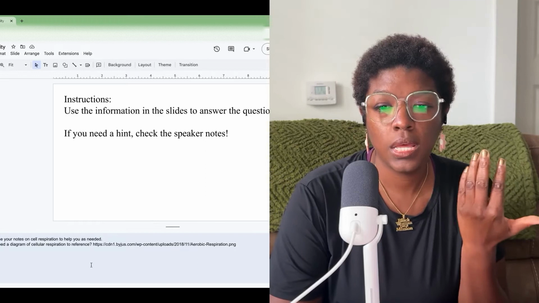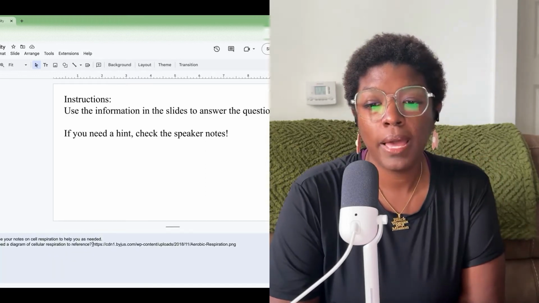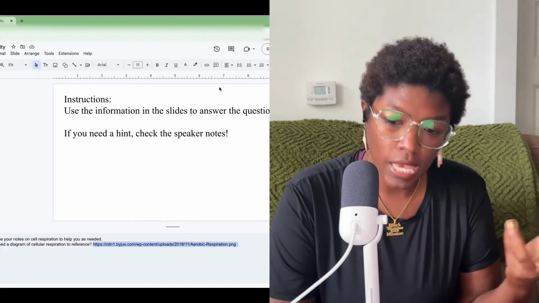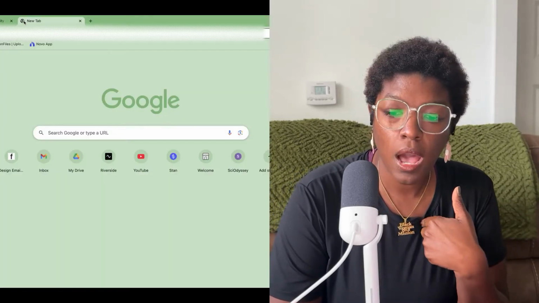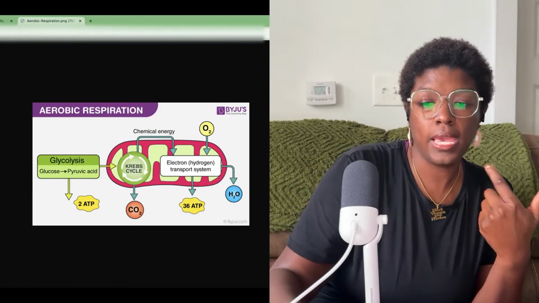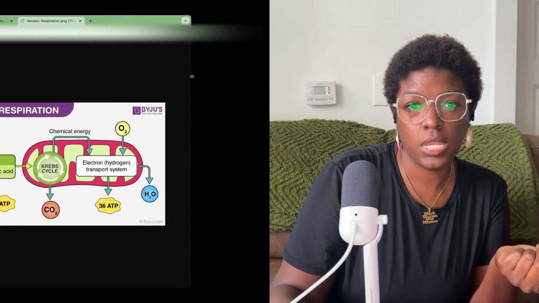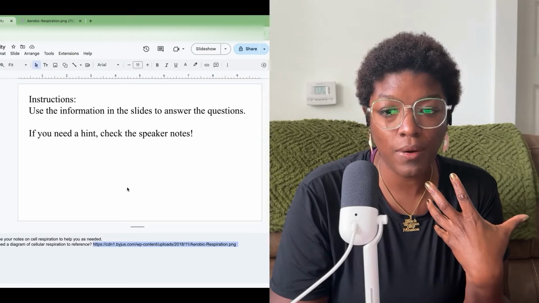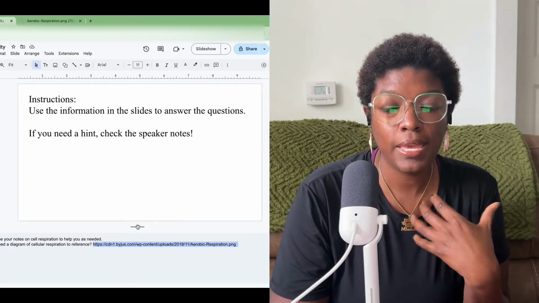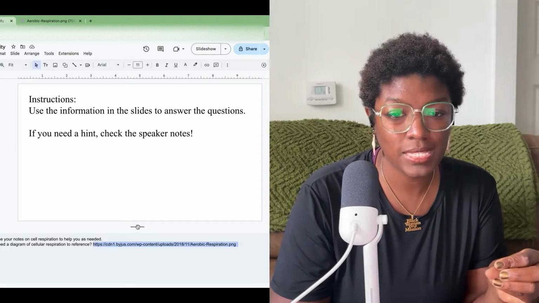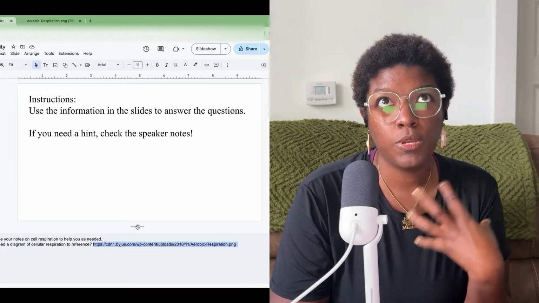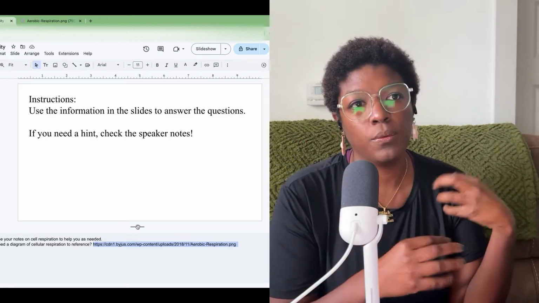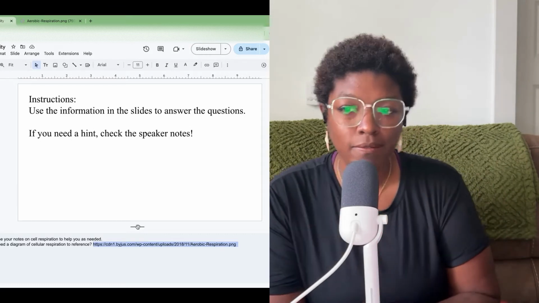And so speaker notes have little hints as students need, providing a little bit of scaffolding. And I also link a diagram of cellular respiration that students can use. However, you can also delete that out if you don't want your students to have access to it, if you want them to be doing it off memory. So that would be more so if this was an activity they were doing in their elaborate phase.